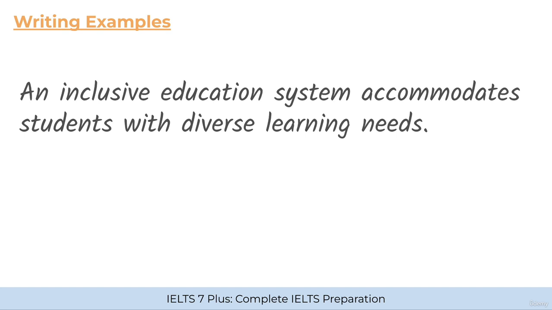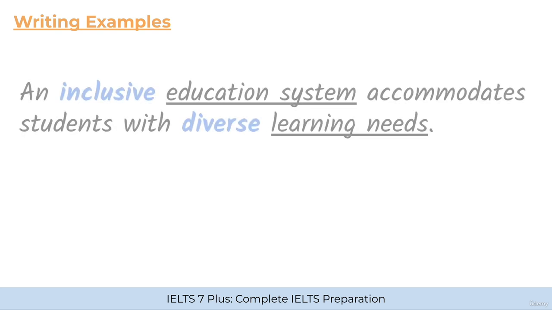Okay, another one. An inclusive education system accommodates students with diverse learning needs. What seems to be the adjective here or adjectives? Let's have a look. Inclusive is modifying the education system, while diverse is modifying and talking about the learning needs.